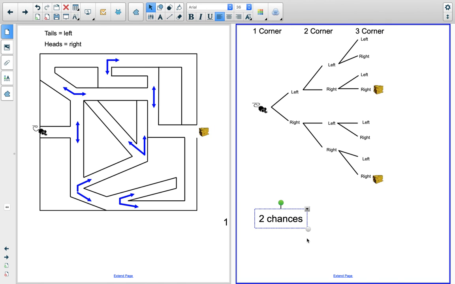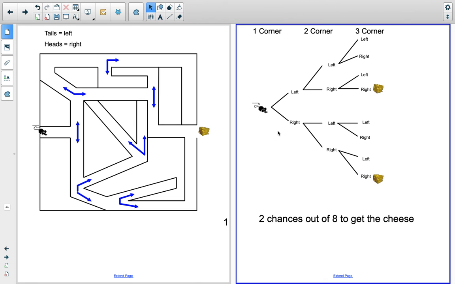And how many possible outcomes do we have here? So two chances out of how many possible outcome combinations? Well, let's take a look. 1, 2, 3, 4, 5, 6, 7, 8. So two chances out of 8 to get the cheese. That means he probably doesn't have a very good chance of getting the cheese. 2 out of 8 is not a lot of probability.